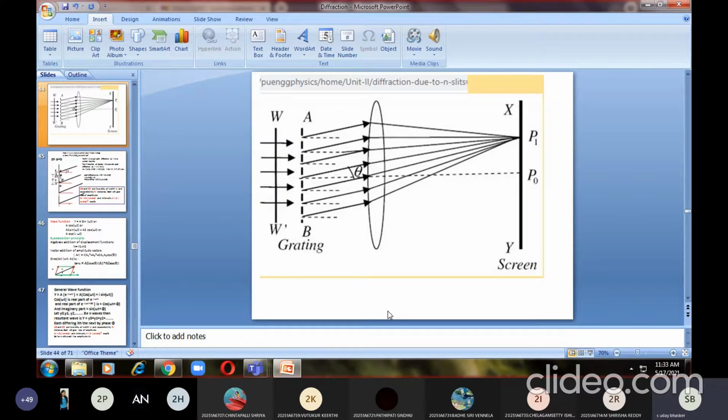So what do you have in a grating here? Nothing but equally spaced transparent regions separated by opaque regions. Transparent regions allow light to go through, opaque regions do not allow light to go through. That's what your grating element is. So the number of transparent regions you have will be the number of slits. So here the grating element is nothing but an N slit device. You have N slits.